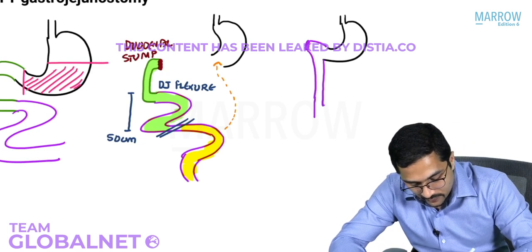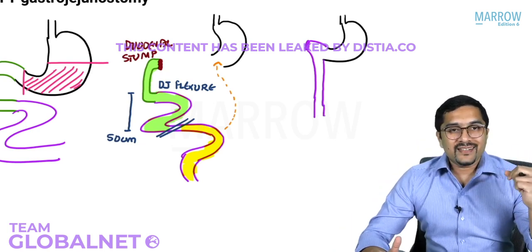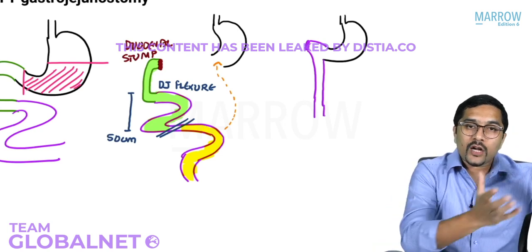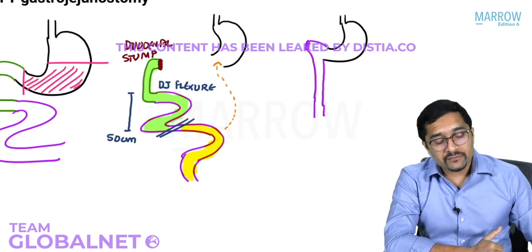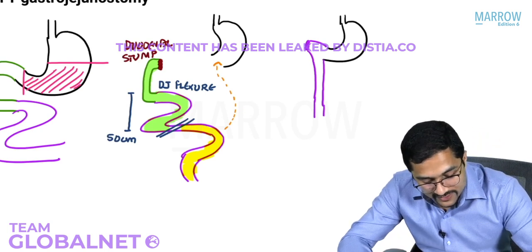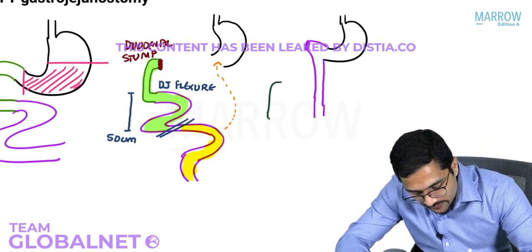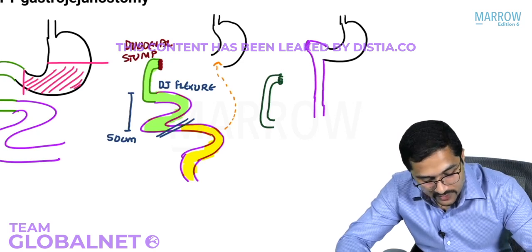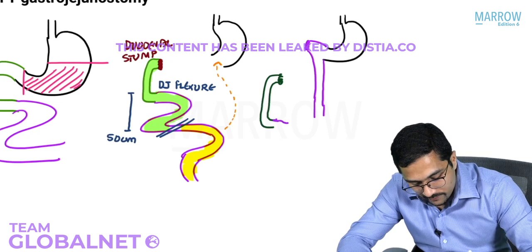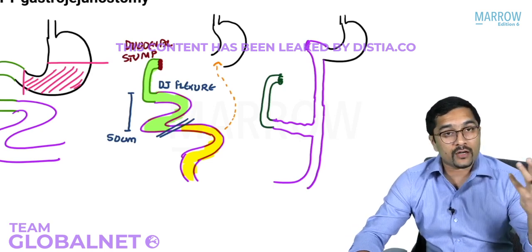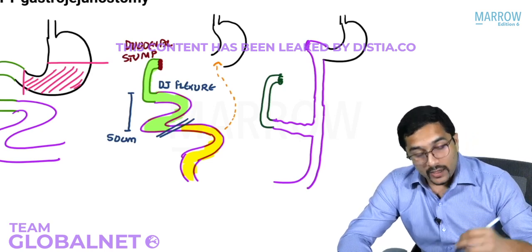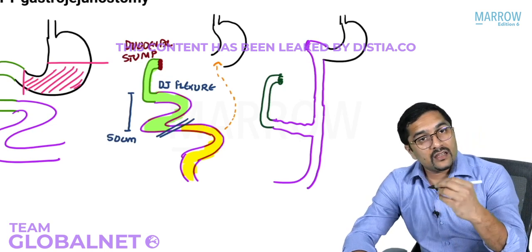But now you need to understand that if the food does not mix with the bile and the pancreatic juices, how will the food get digested? So that is why this duodenum which I had closed, with the 50 centimeters of jejunum, I have to join it back into the jejunum. Otherwise, bile and pancreatic juices will not mix with the food.